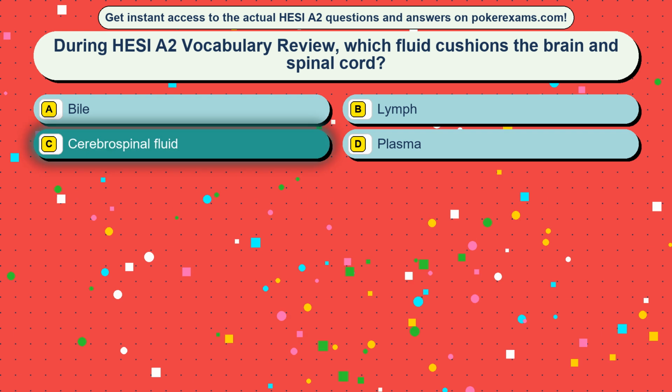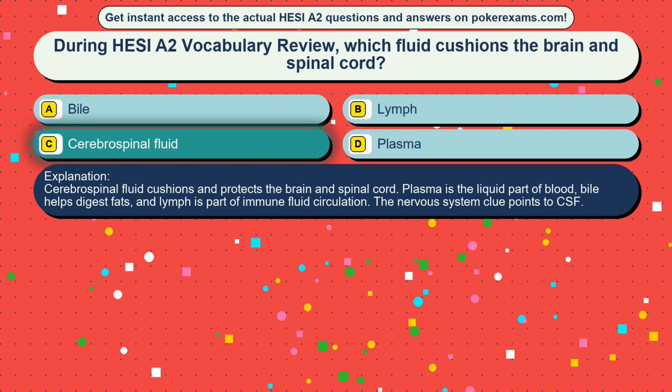The correct answer is option C, cerebrospinal fluid. Cerebrospinal fluid cushions and protects the brain and spinal cord. Plasma is the liquid part of blood, bile helps digest fats, and lymph is part of immune fluid circulation. The nervous system clue points to CSF.